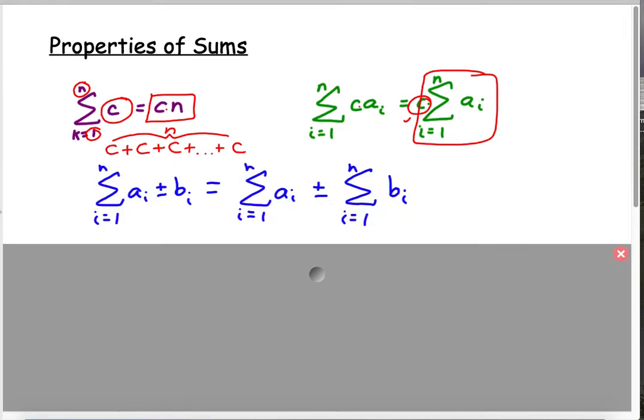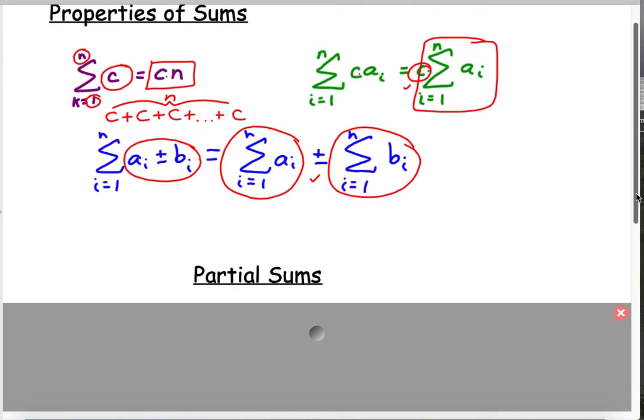And then one of the last properties that sometimes is useful is if we're doing sigma and we're adding or subtracting two expressions, you can do each expression individually and then add or subtract those two answers.